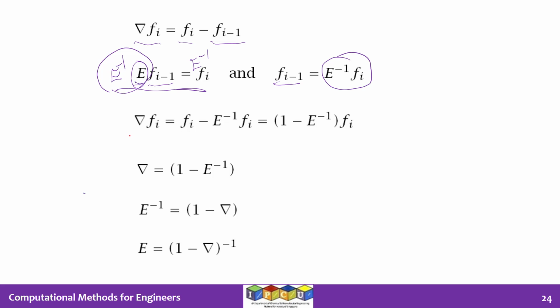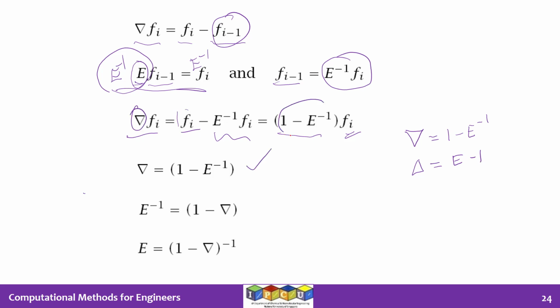And therefore I can write the backward difference operator applied to f_i as f_i minus, instead of f_{i-1}, I can say E inverse f_i. And then f_i is common on the right hand side, and I can group 1 times f_i minus E to the power of minus 1 f_i to get 1 minus E to the power of minus 1 times f_i. Therefore, the backward difference operator is equal to 1 minus E inverse, just like the forward difference operator was E minus 1. So we can write this expression from here.